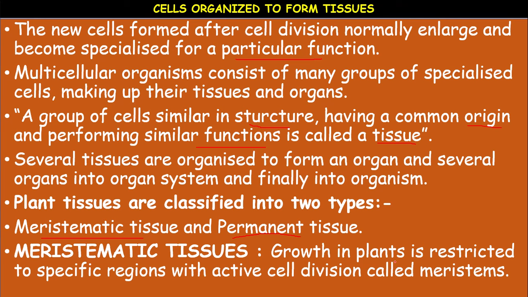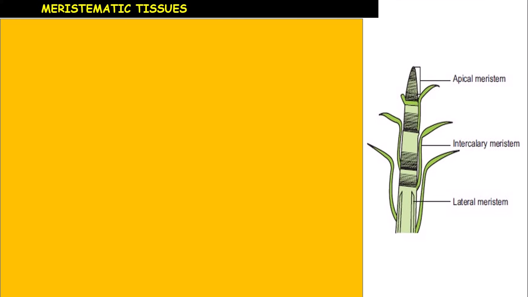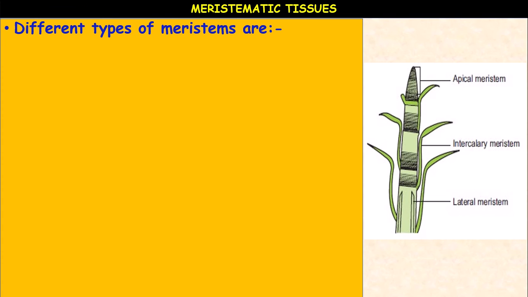Growth in plants is restricted to specific regions with active cell division. Those specific regions are called meristems. Okay? The growing parts of the plant are called meristems. The tissue made up of cells with indefinite dividing capacity is called meristems or meristematic tissues. Okay? So, let us study about these meristems and meristematic tissues and types of meristems.